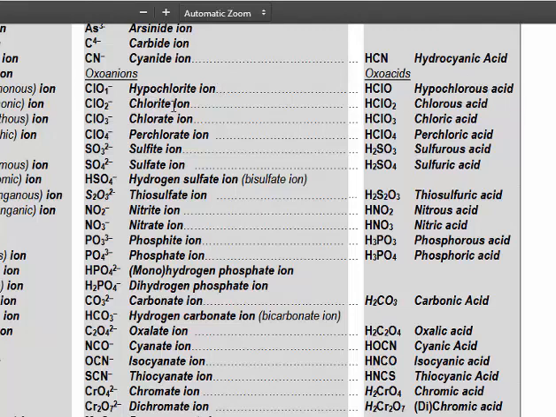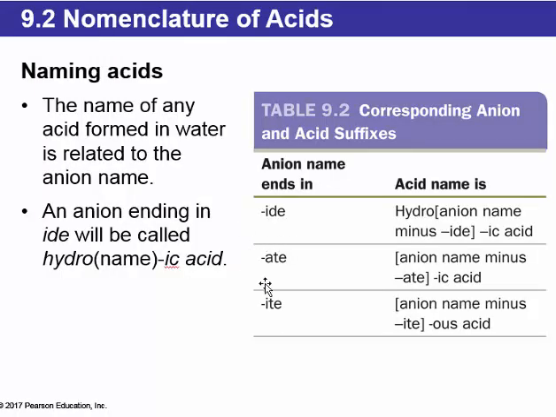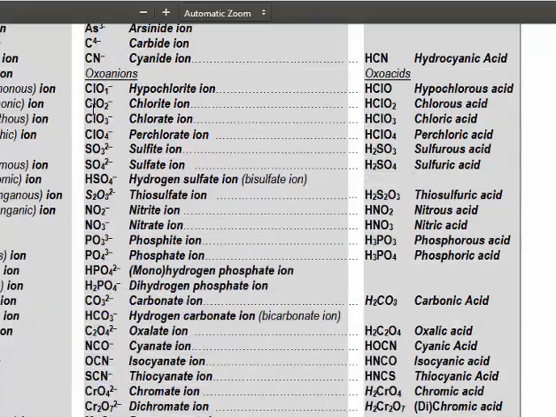Chlorite also ends in "ite", and it has a negative 1 charge, so the acid will have 1 proton, and the "ite" will change to an "us" when it's an acid, chlorous acid. Chlorate, on the other hand, ends in "ate", and when an anion name ends in "ate", the acid name ends in "ic". So chlorate ion is chloric acid, and perchlorate ion forms perchloric acid. And notice both of those anions, chlorate and perchlorate, have a negative 1 charge, so there's 1 hydrogen.